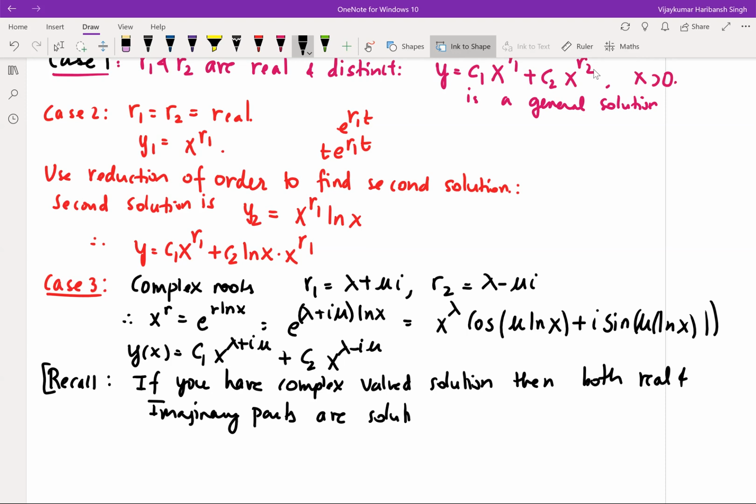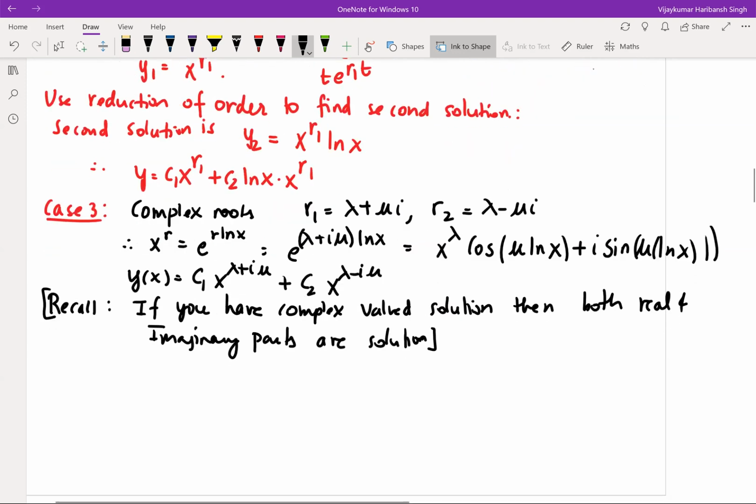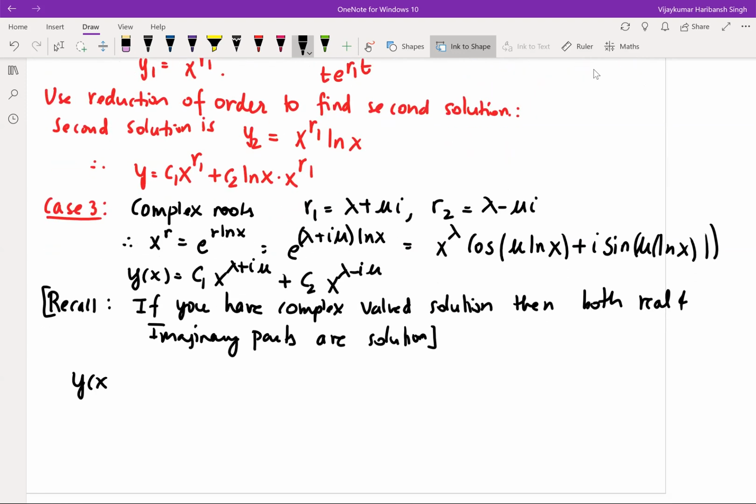So what we'll do is the following. We'll basically make it so we have y of x equals c1 x to the lambda cos of mu ln x plus c2 x to the power lambda sine of mu ln x. So this is how we get to the solution.